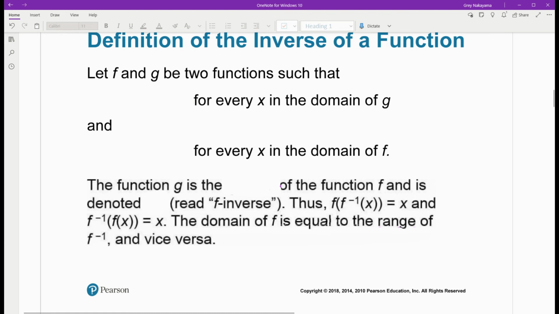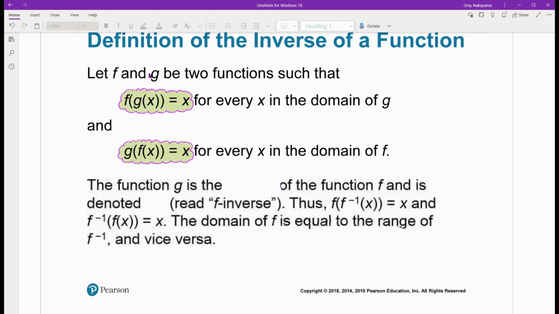Okay, so first off, the definition of an inverse function is: if you have two functions, f and g, and you compose them, which is what we did in the last section, and you get x no matter which way you compose them, then f and g are said to be inverses of each other. This is the notation: f to the negative 1, read f inverse. It's written mathematically like this: f of f inverse of x equals x.